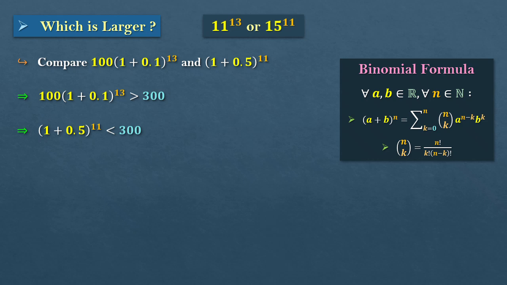We have shown that 100 times (1 plus 0.1) to the power of 13 is strictly greater than 300, while (1 plus 0.5) to the power of 11 is strictly less than 300. Therefore, 11 to the power of 13 is strictly greater than 15 to the power of 11. Without computing any large powers, we prove that 11 to the power of 13 dominates 15 to the power of 11 using inequalities and clever estimates.